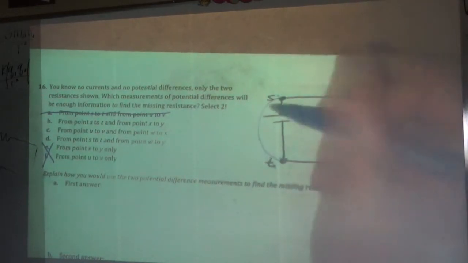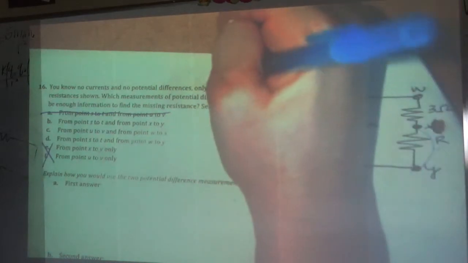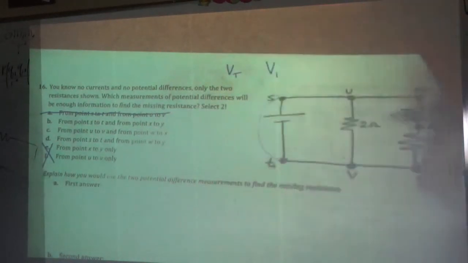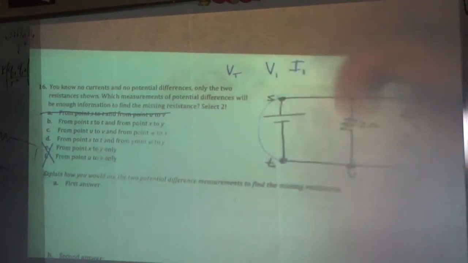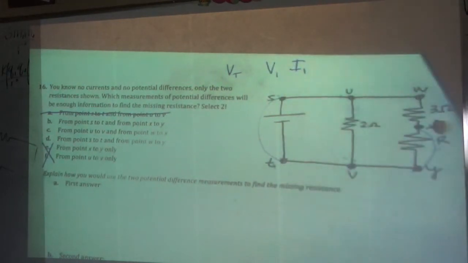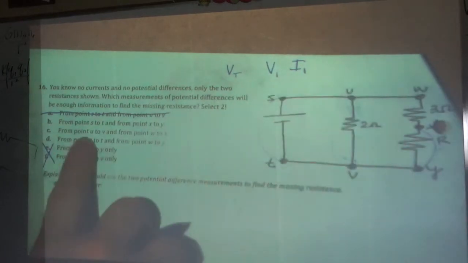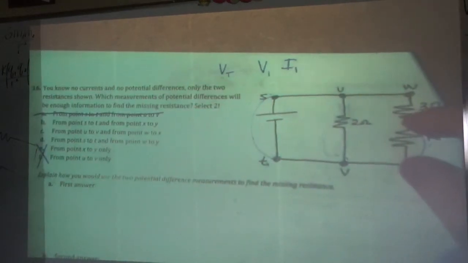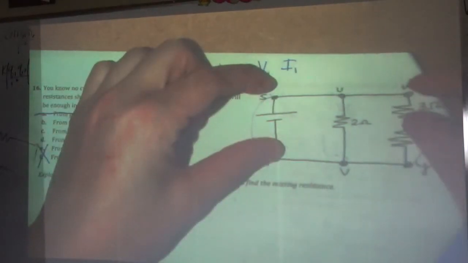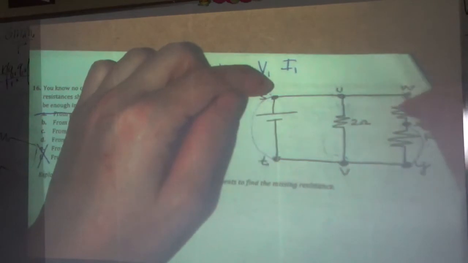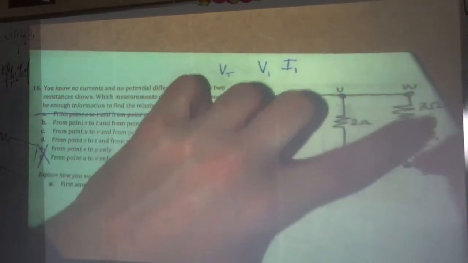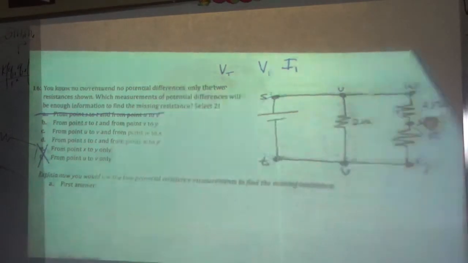So let's think through. This would give me V total, so you would know V total, which means you would also know the V of the first branch, which means you could then find the current through the first branch right here. And then if you knew X to Y, then you would know this missing voltage right here, which, if you knew the total, you could subtract to find, which means you could find this current. And then this shares the same current, so if you know this voltage and this current, you can divide to get R total. So yes, B would work.